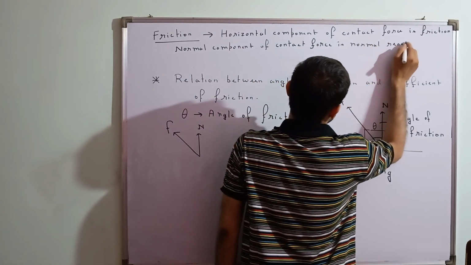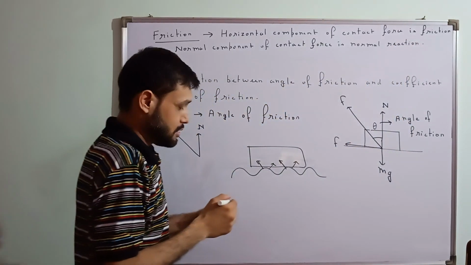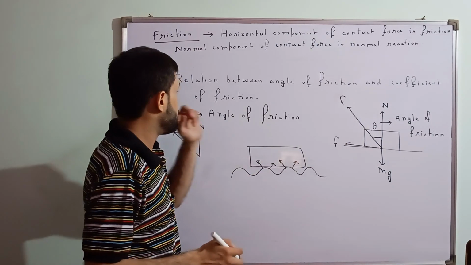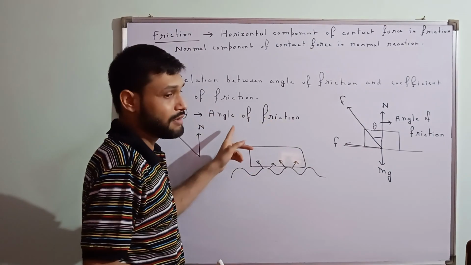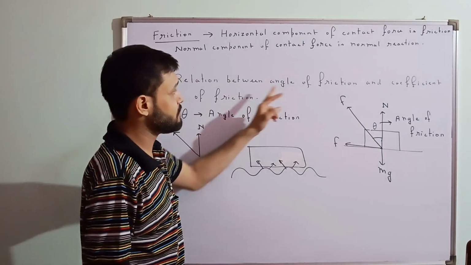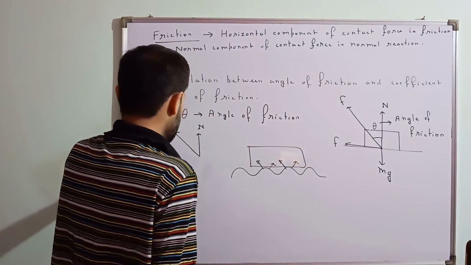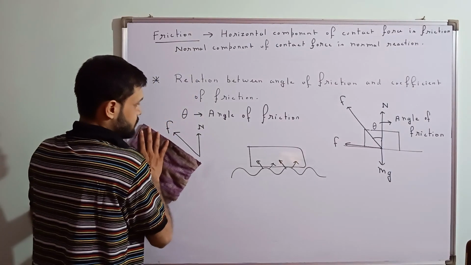So this is what is there. Okay. So now with this basic idea, we have to understand the relation that we have not written: the angle of friction. We have to write the relation between angle of friction and coefficient of friction. Let me write this.